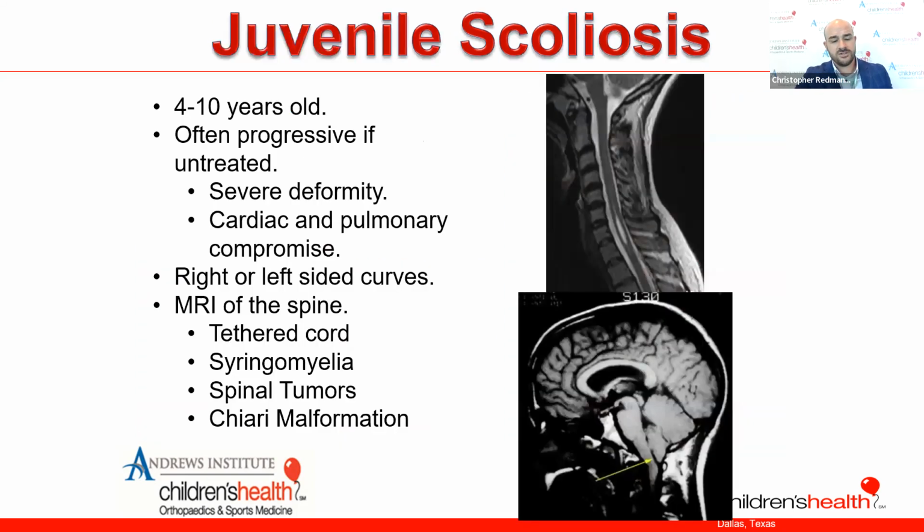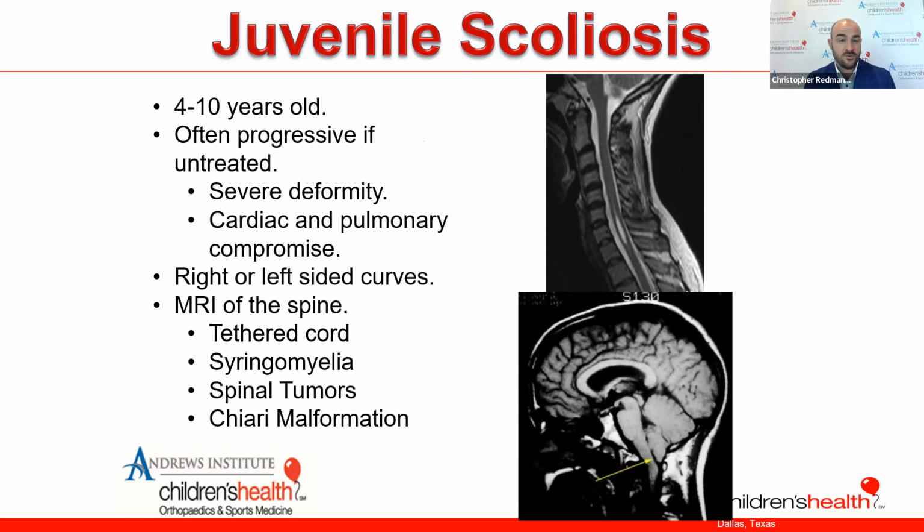If we break it down to juvenile scoliosis, these are curves typically seen between the ages of 4 and 10 years old. This is an extremely important curve to identify, as children this age have significant growth remaining, and these can be severely progressive if left untreated. These can ultimately lead to a significant impact on pulmonary development and cardiac function.